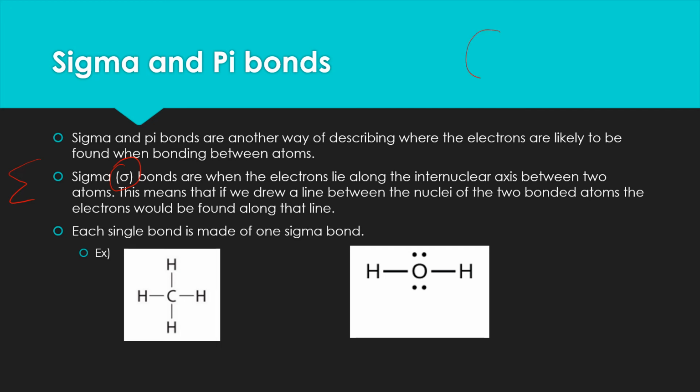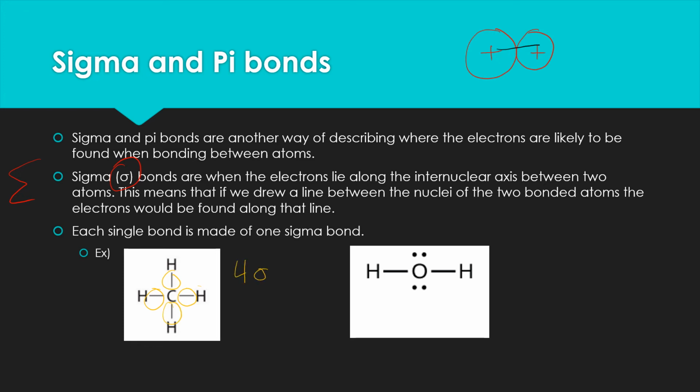So if we had 2 atoms with their positive nuclei, if we could draw a line between those nuclei, the electrons would lie along that line, and we call that a sigma bond. So each single bond is made of 1 sigma bond. If we look at this CH4, this methane molecule, each of these single bonds we would call a sigma bond. So this has 4 sigma bonds.